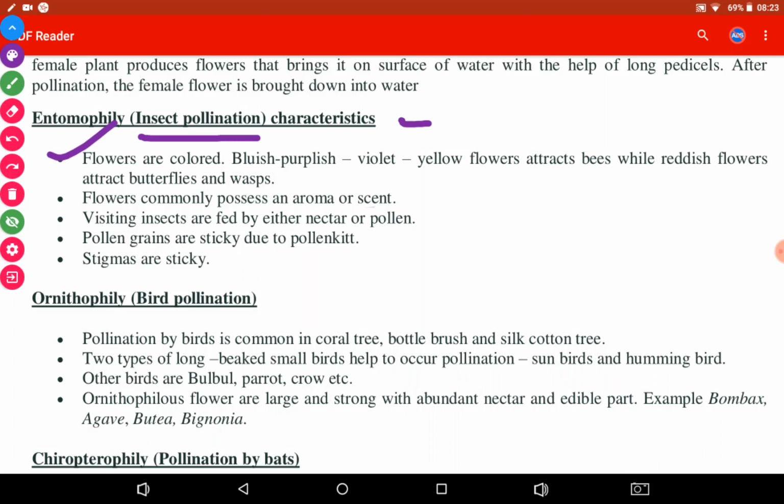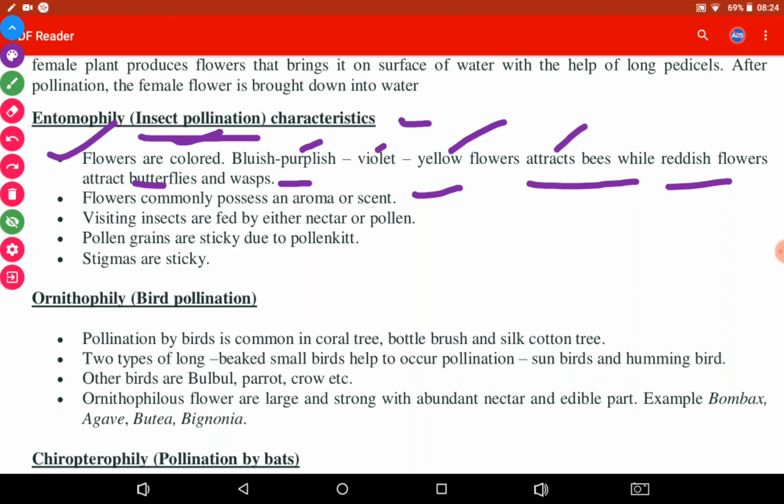Pollination by insects is the condition called Entomophily. The flowers in such conditions, whenever the flower is going to be pollinated by insects, should be colored. It may be bluish, purplish, violet or yellow, so that it can attract bees and some insects, butterflies, wasps, etc. So the flower should be bright in color.